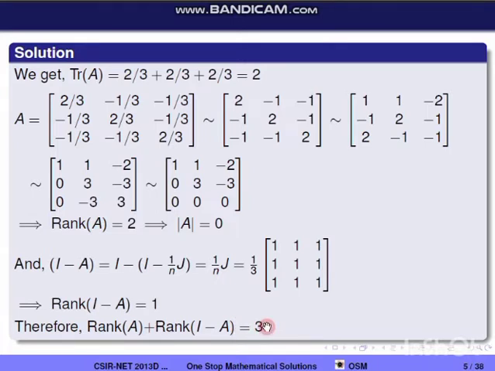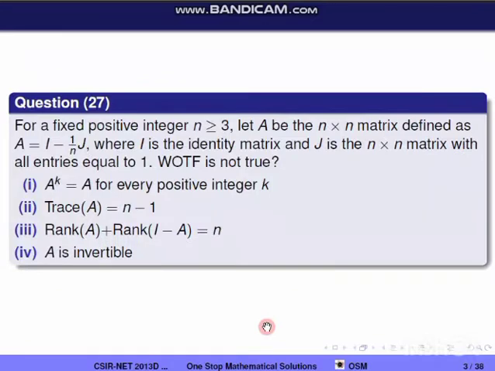So we will check the incorrect options. We got trace of A is equal to 2 for the order n is equal to 3. So trace of A is equal to n minus 1 for order n. So the second statement is correct. We got rank of A plus rank of I minus A is n. So the third statement is also correct. We got determinant of A is equal to 0. That means A is not invertible. So the incorrect statement is A is invertible. Here I have not shown this option because we need only the incorrect statement. We already got that incorrect statement, and the part B question only has one correct option. So the fourth one is the correct option.